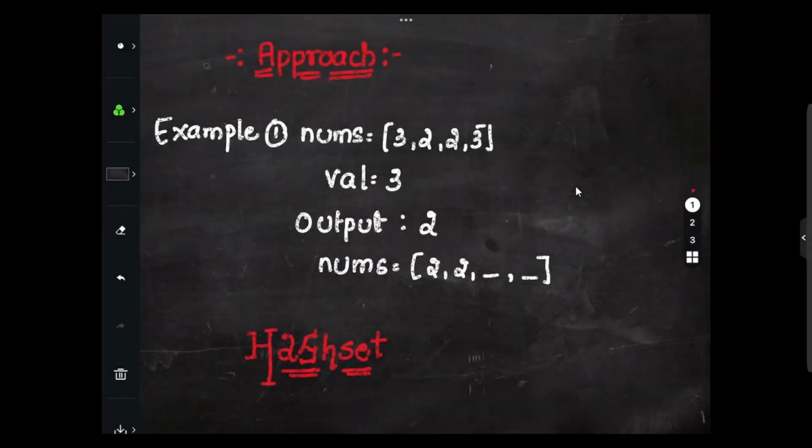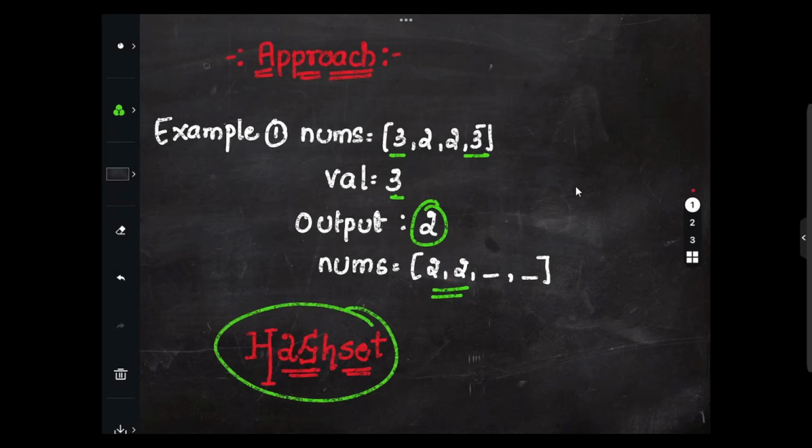So nums is 3 2 2 3. The value is 3, right? When we remove these two threes from the nums array, we are left with two twos. The output we need to return here is 2, and the nums should be 2 2 and 2 underscores because we have removed two threes, right? So this is fine. I hope this is clear. The approach that we will be going with is hash set. Just remember this one.